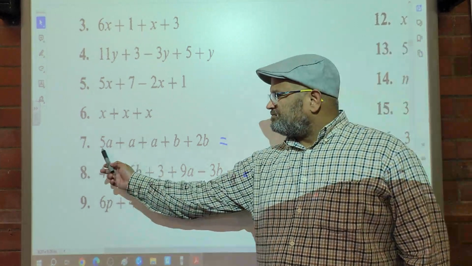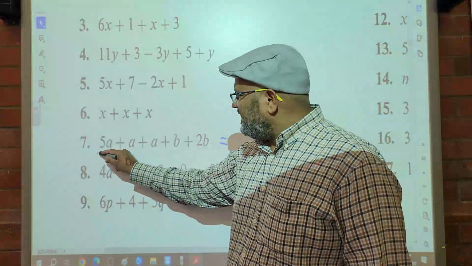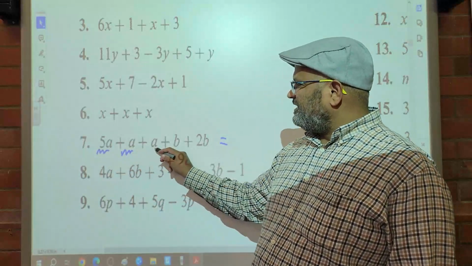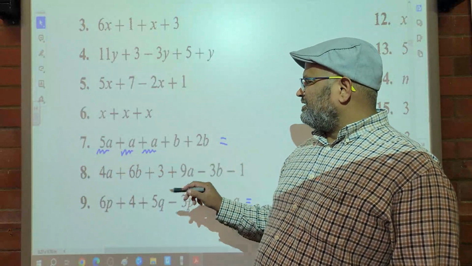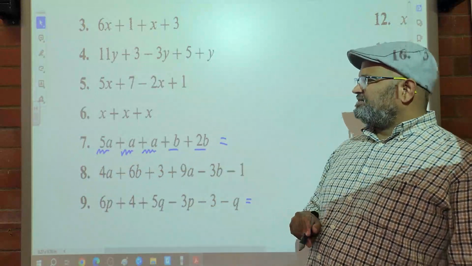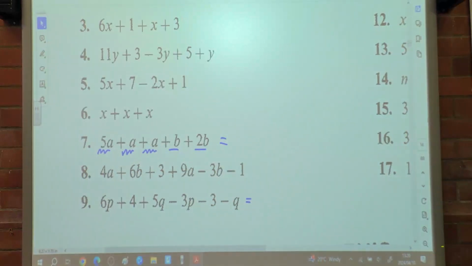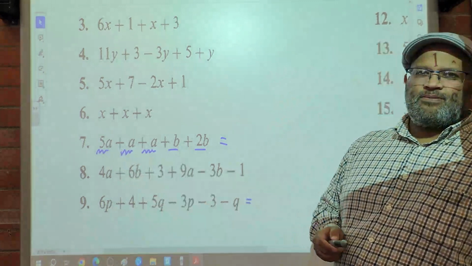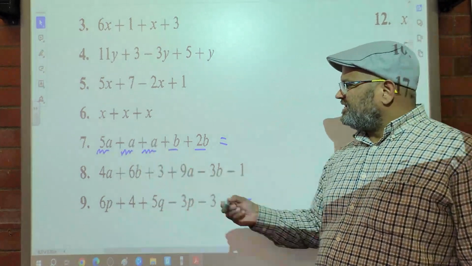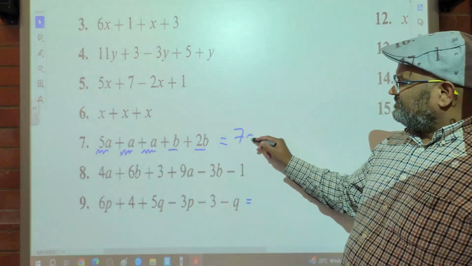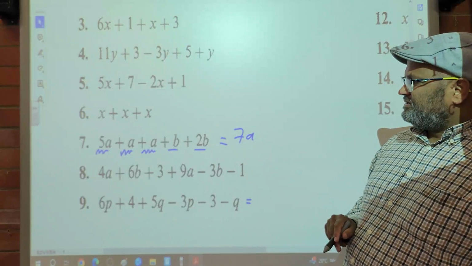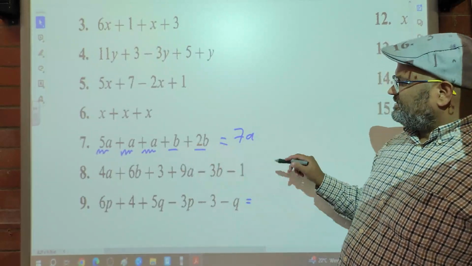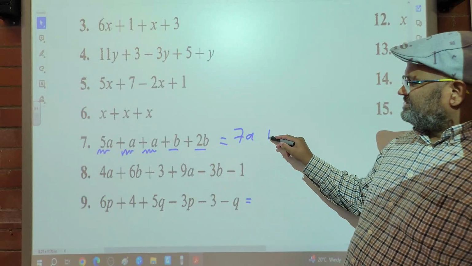So what is the like term to 5a? A, and to a, that as well. B and 2b are like terms. You can only add and subtract like terms. Okay. So what is 5a plus a? 6a. And 6a plus a? 7a. What is b plus 2b? So it's going to be plus 3b.